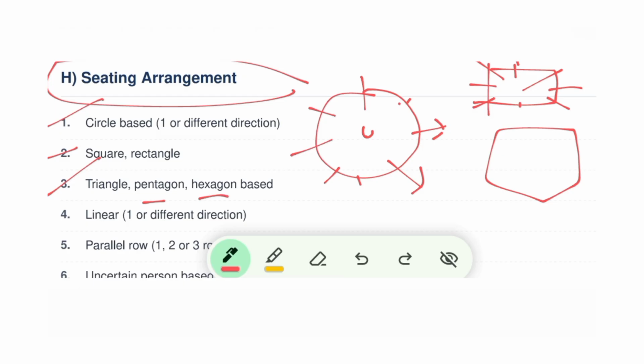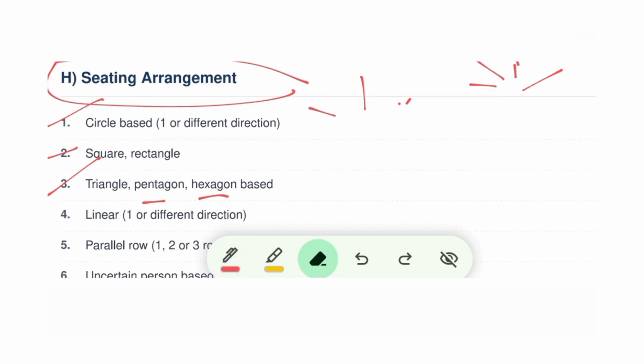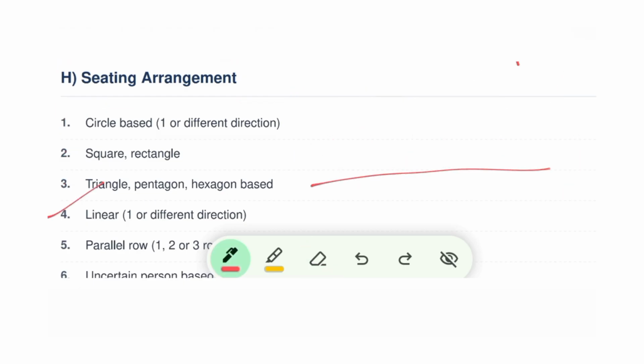But then next is triangle, pentagon, and hexagon based. Now the fourth one is linear. When persons are sitting in a line, they can face northward or they can face south.